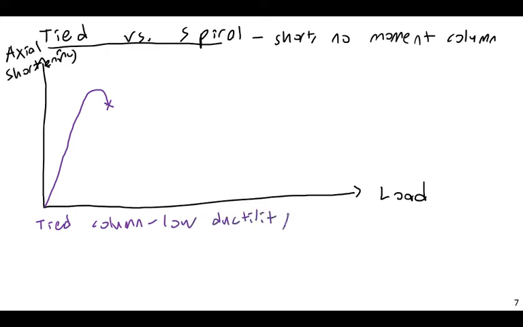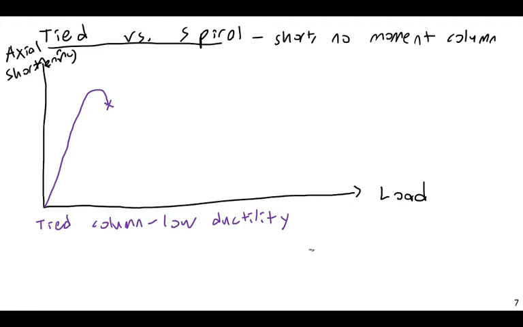Again, we remember from mechanics of materials, what is ductility? Exactly. Ductility is the measure of any member's ability to absorb deformation prior to fracture. So tied columns will have low ductility. They're elastic, they'll get a little bit of strain hardening, and then they'll just fail. They are relatively low ductility.